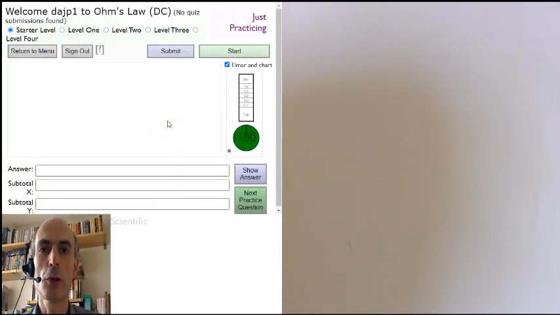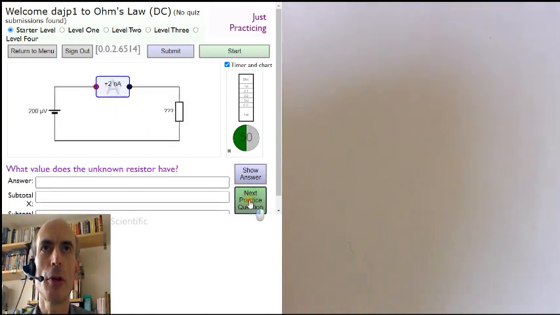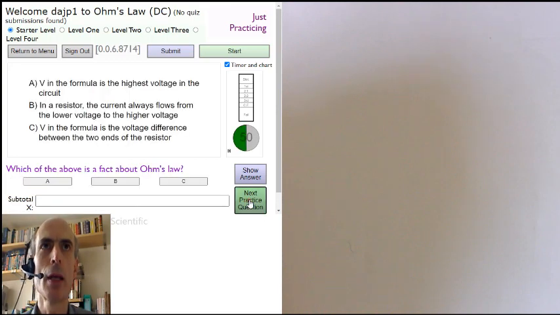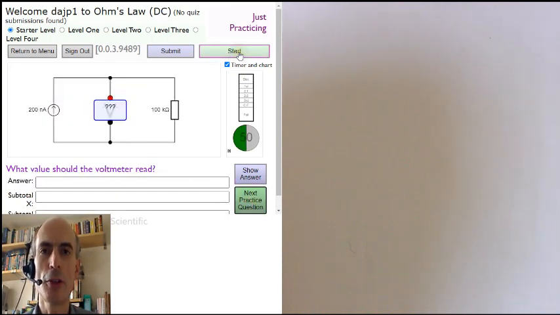This is what the welcome screen looks like when you enter the QuizUp topic for Ohm's law. You can practice as many times as you like. It will generate questions for you. And when you're ready, you can press start and run through a quiz of 6 questions. And it's the total mark you get for that set of questions that will count.